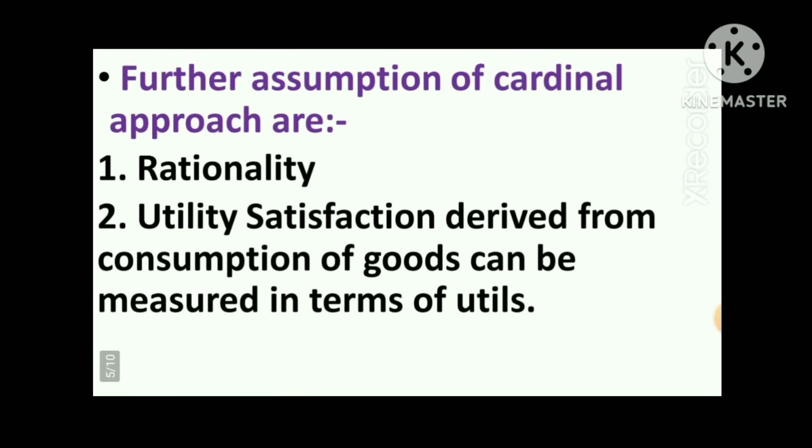Further, the assumptions of the cardinal approach are: rationality; utility, the satisfaction derived from consumption of a good, can be measured in terms of utils; and marginal utility of money is constant, so utility can be measured in monetary units because Marshall considered money as the measuring rod of utility.